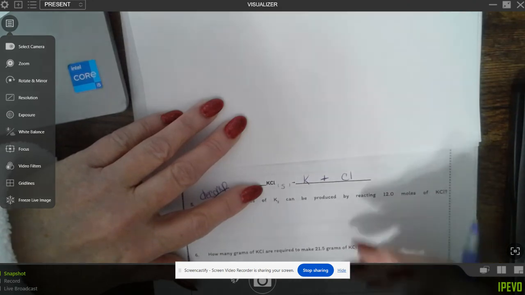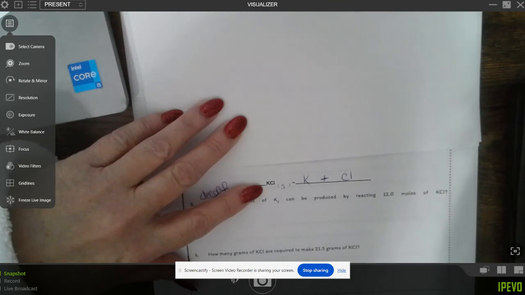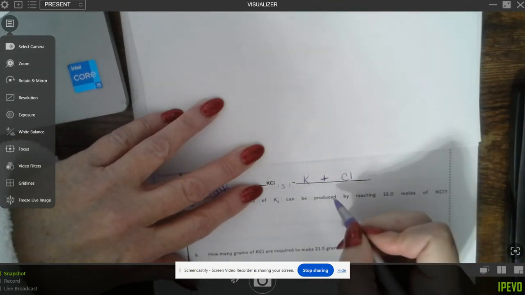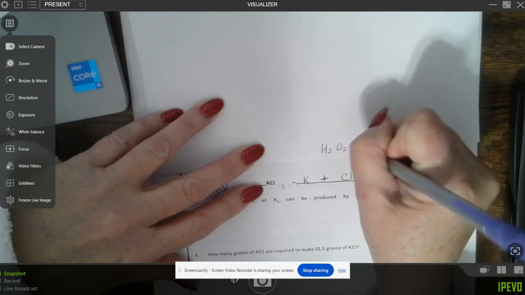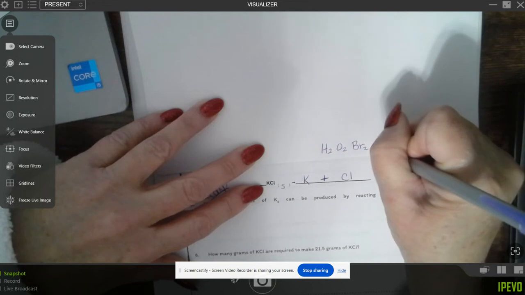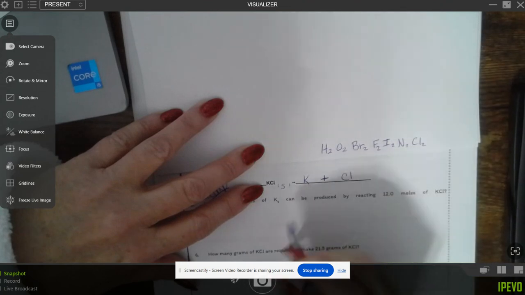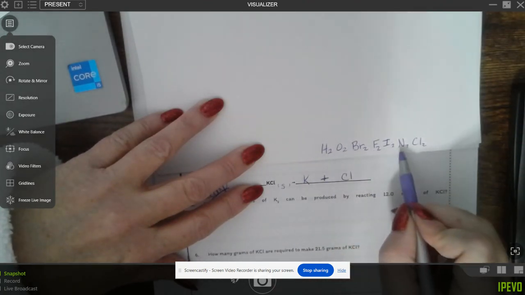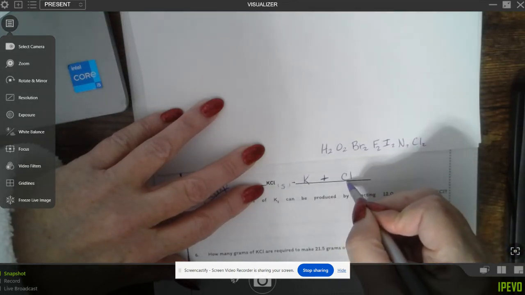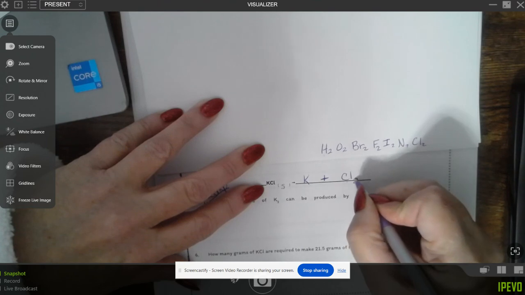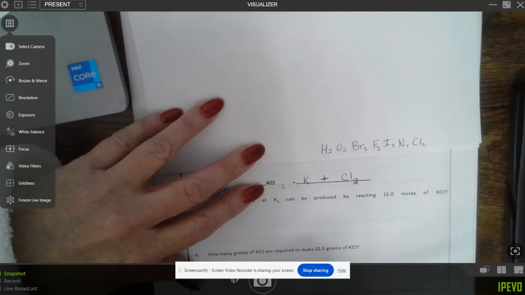Now, I've got to think about this. I can't just leave it like that because I've got to ask a couple of questions. The first question is, are either one of these diatomic? Remember, we use the term HOBrFINCl as a mnemonic. Hydrogen, oxygen, bromine, fluorine, iodine, nitrogen, chlorine are diatomic. What that means is when they're by themselves, there are two atoms bonded together. Potassium is not one of those, so it just stays as one potassium atom.